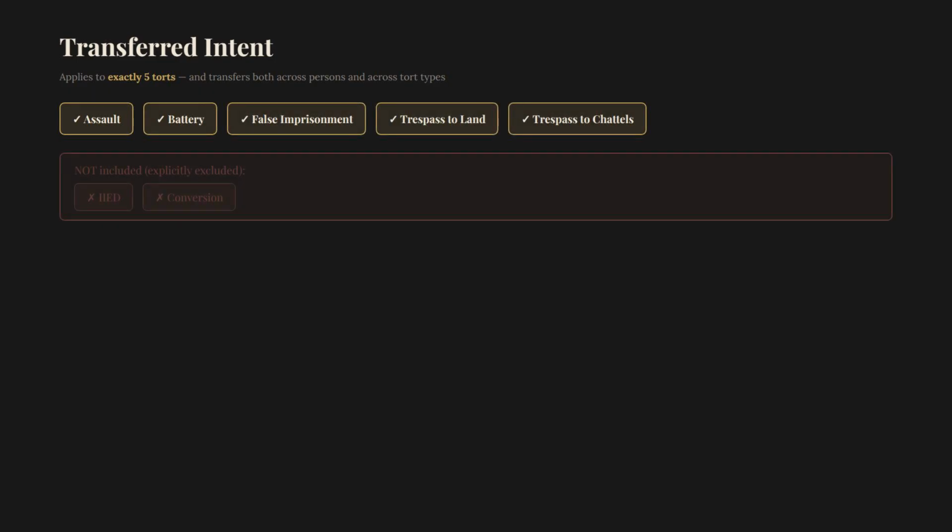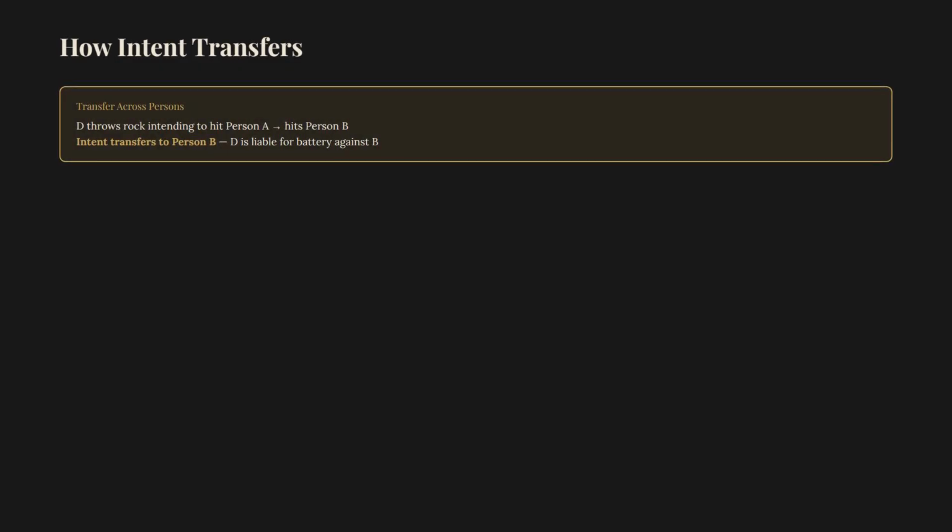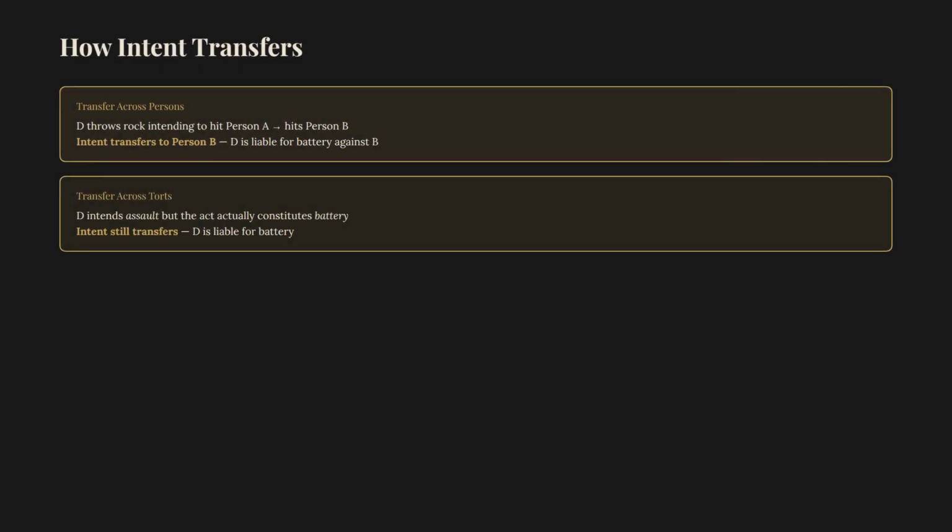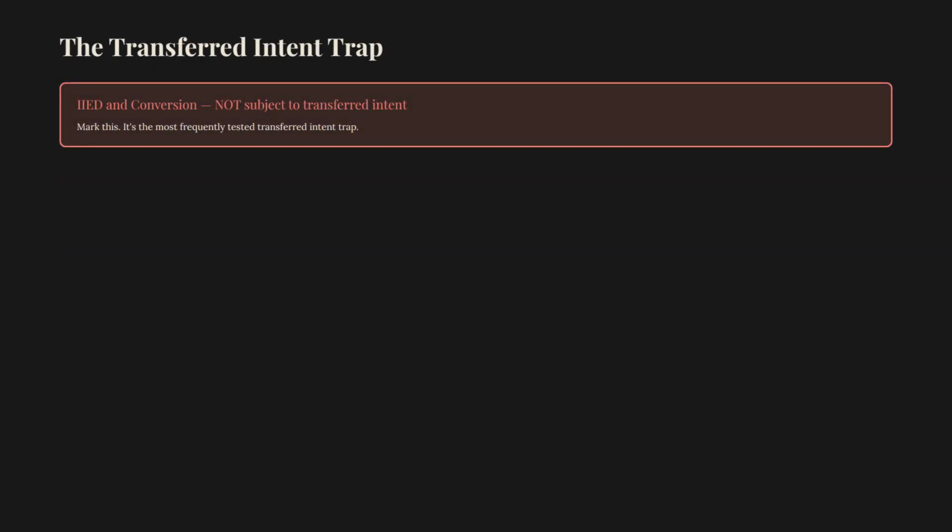And this is the key part right here. Before going through each intentional tort, you need to understand transferred intent. It applies to exactly 5 torts: assault, battery, false imprisonment, trespass to land, and trespass to chattels. If D throws a rock intending to hit person A, but hits person B instead, the intent transfers, and it also transfers across torts. So if D intends assault but commits battery, the intent still counts. IIED and conversion are explicitly excluded from transferred intent, so mark that.